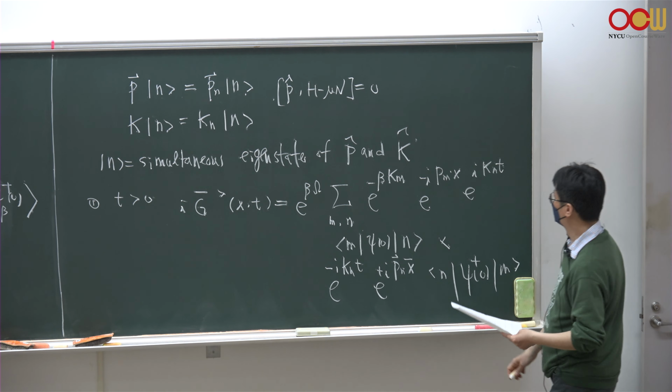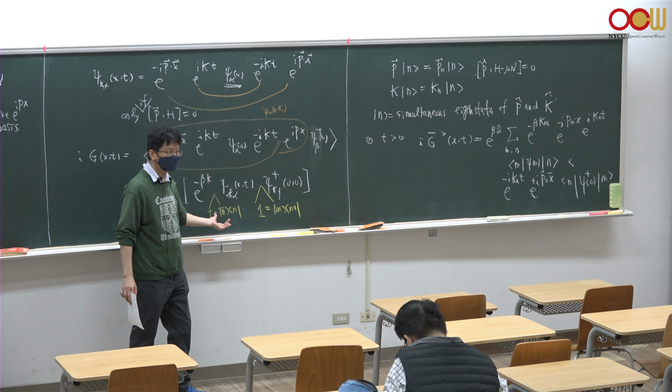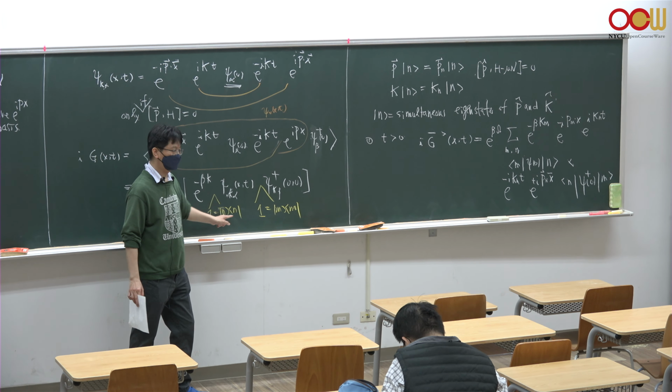So I insert this complete set of eigenbases here and there, right? Following quantum mechanics, I can insert any unit operator I want, and this unit operator is made of this complete set of eigenbases n with a Dirac notation, right? So I simply use this and plug it into this trace, and this is what I get.